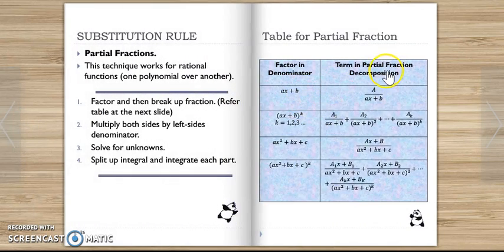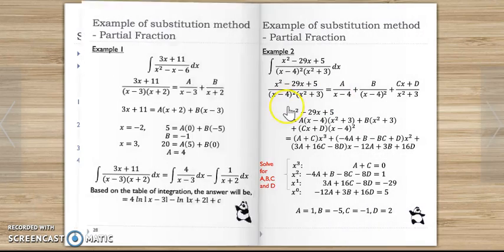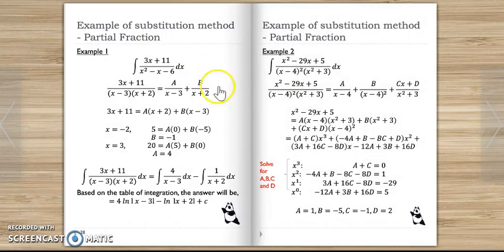Then you have to expand it and find the unknowns, b equals -1, a equals 4. Then you substitute back the values of b and a, so it becomes like this. Based on the table of integration, this is the answer. The second example is quite the same as the first example. It's just that the factors in the denominator are different.